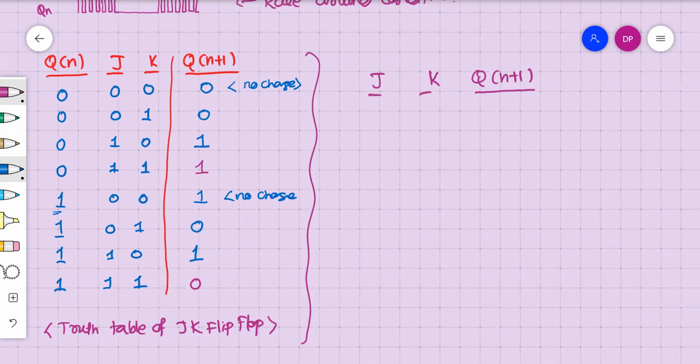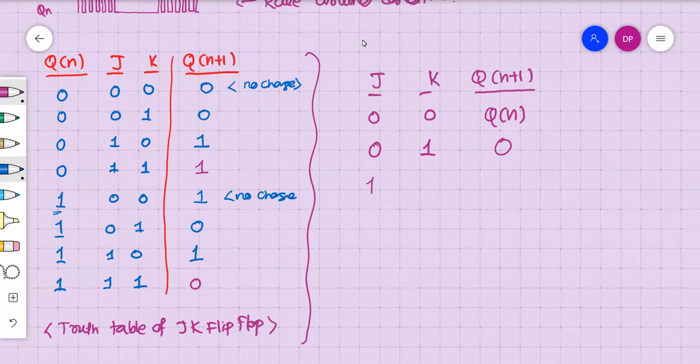What will happen when J is 0, K is 0? Look at the circumstance when J is 0 and K is 0. We have these two cases. So what is the relationship between Qn plus 1 and Qn? See, in both cases, Qn plus 1 is equal to Qn, isn't it? In both the cases which are rounded up, Qn plus 1 is equal to Qn. So we will write this is equal to Qn. Now when J is 0, K is 1, what is happening? When J is 0, K is 1, here and here, you can see the Qn plus 1 is 0. It is not depending on Qn. So it's 0, right?